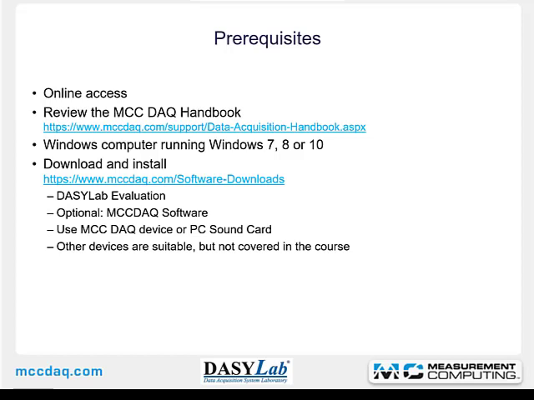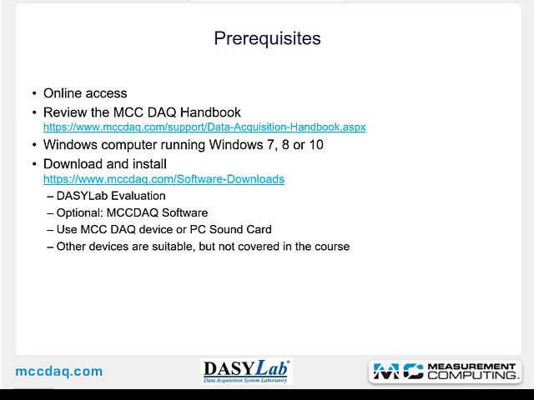Before you start the class, you really should ensure that if you're working online, you have online access. Review the Measurement Computing DAC Handbook. The URL for it is listed here. You need a Windows computer running Windows 7, 8, or 10, and you should download and install from the Measurement Computing website the DASYLab evaluation. Optionally, the MCC DAC software, which is the drivers and support for measurement computing devices.